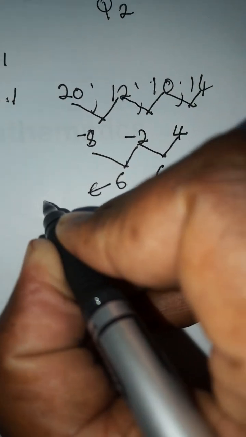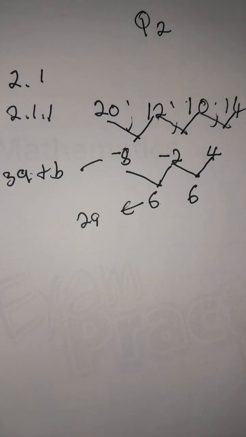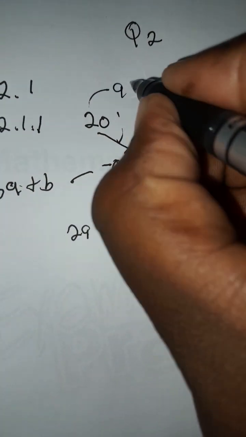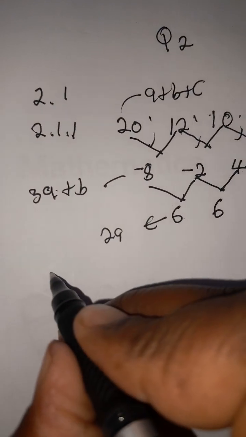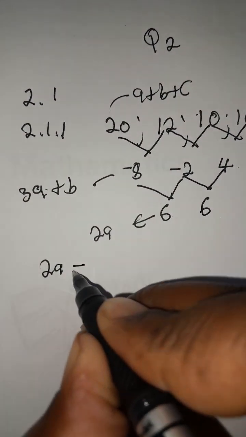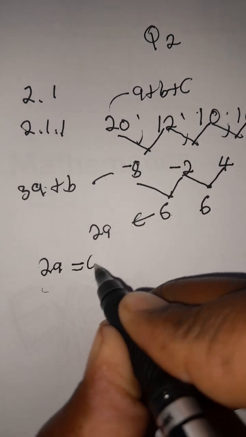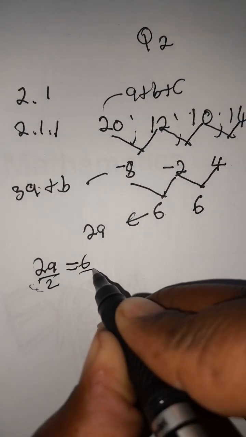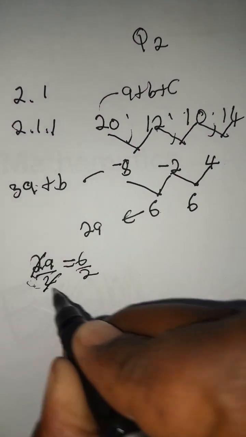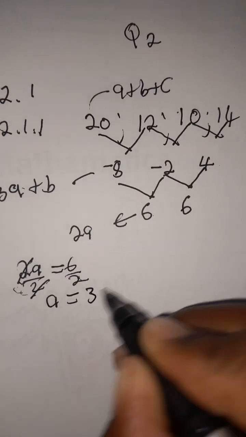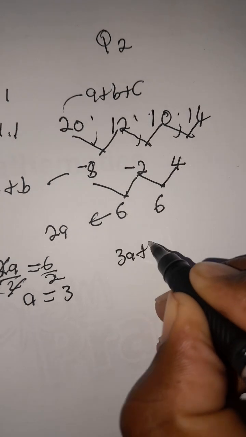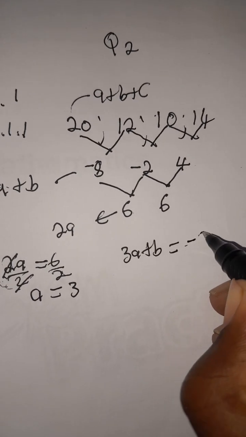So this is 2a, the second difference. Then we have 3a plus b, which is our first difference, and our first term will be a plus b plus c. The best way to tackle this, guys, is to first find a using the second difference. 2a is equal to 6. Dividing by 2 makes a the subject. How many times does 2 go into 6? That's 3 times. Then we have 3a plus b, which is equal to negative 8.